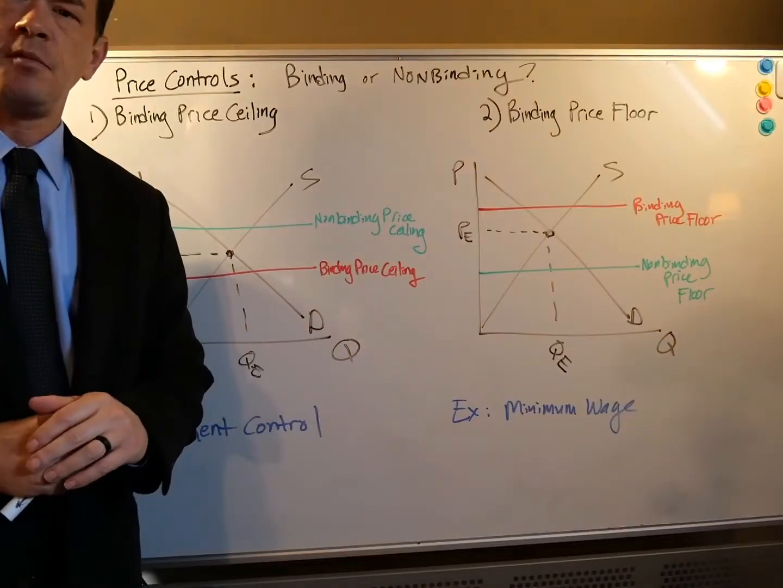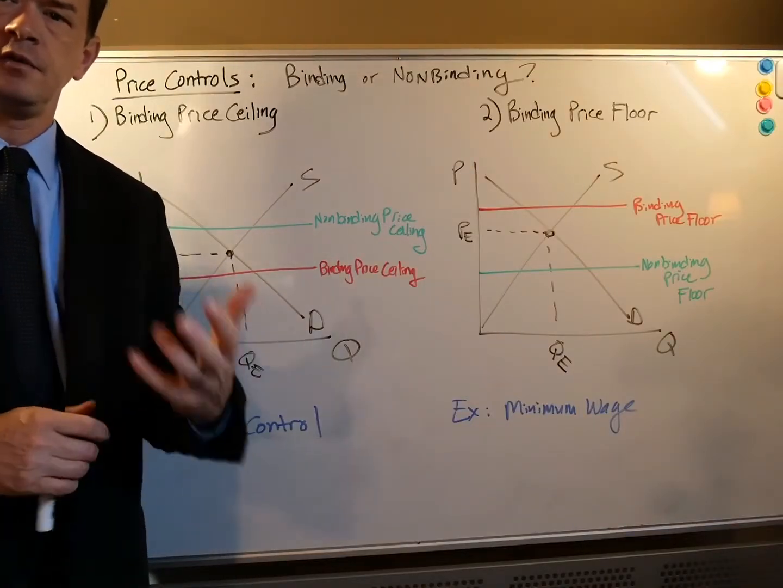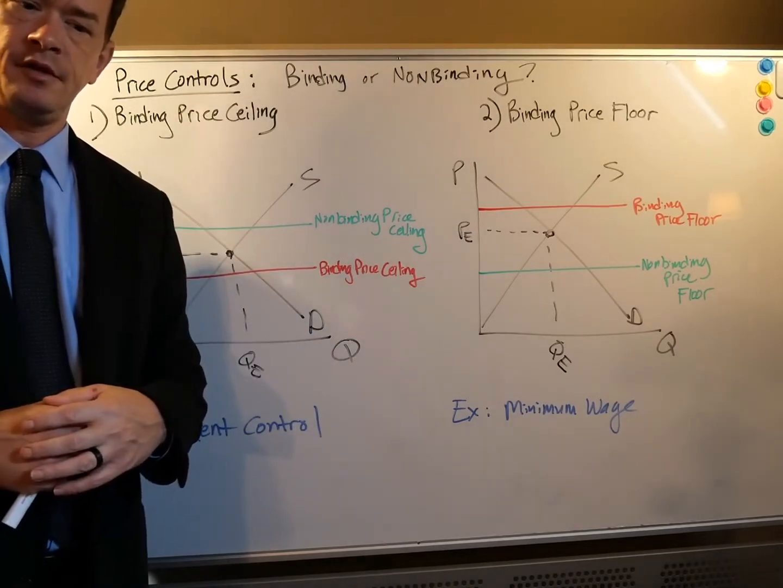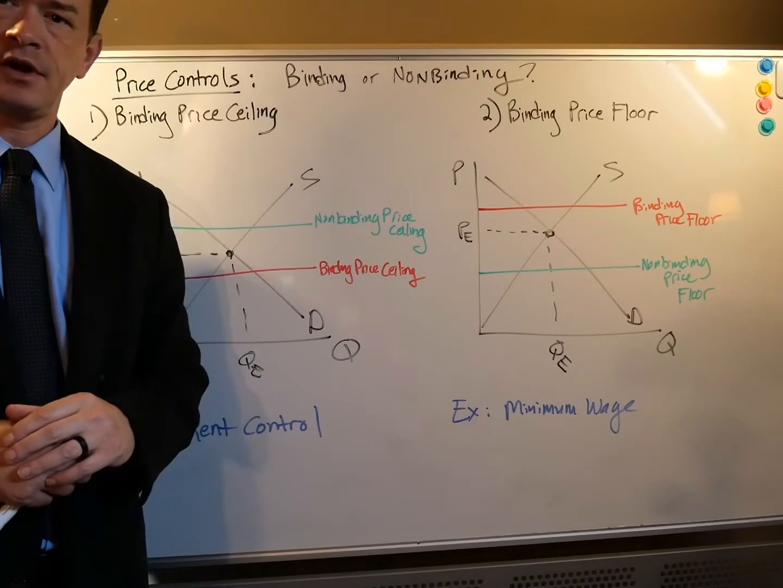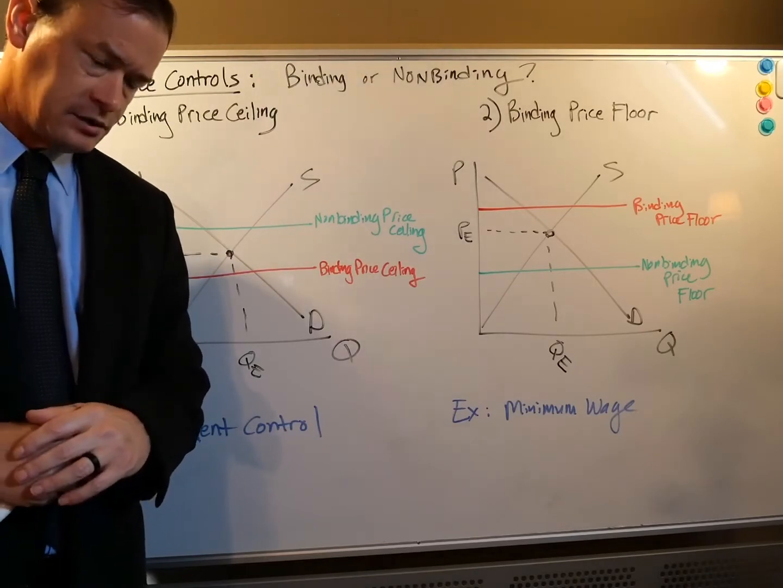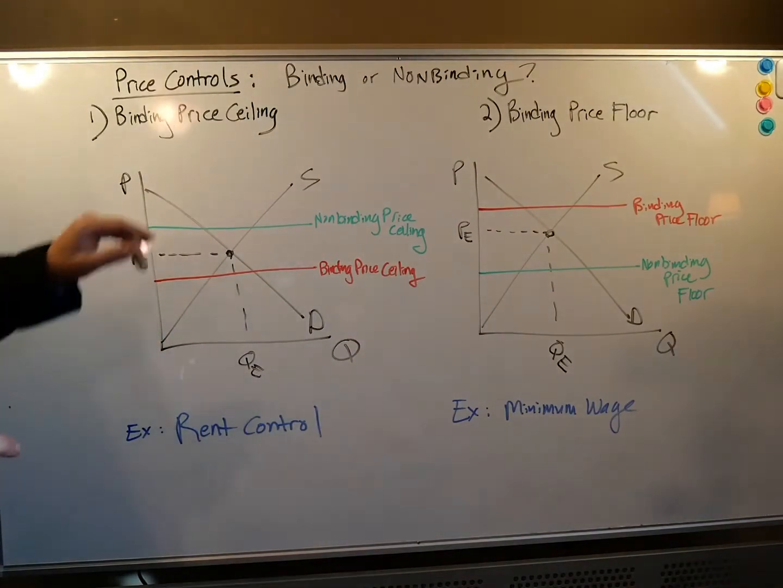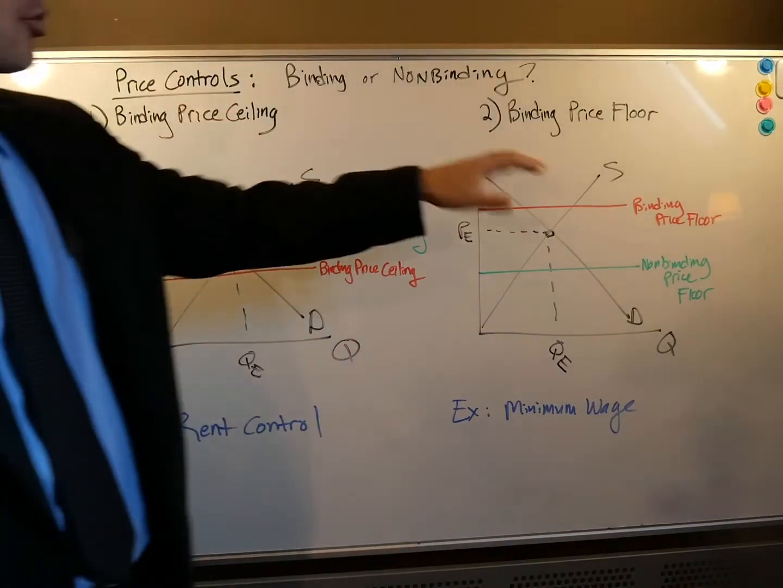Welcome back. Let's start talking about price controls. When we look at government policies, governments have a couple things they try to do. One of them is price controls, the other one's taxes. We'll talk about taxes in another video. But let's look at price controls. There are essentially two main price controls, a price ceiling and a price floor.